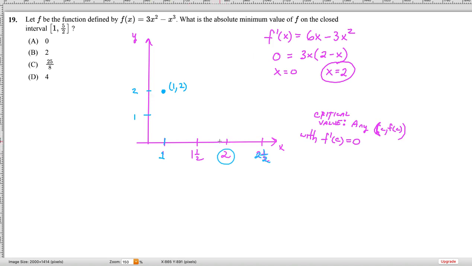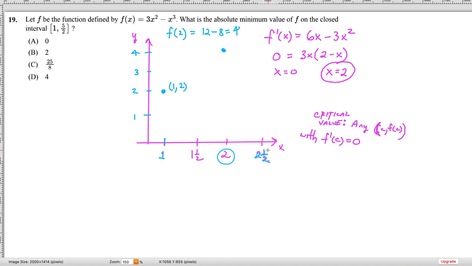Now let's do f of 2. So f of 2 is going to look like this. 2 squared is 4, times 3 is 12, minus 2 cubed is 8. So I get f of 2 is 4.